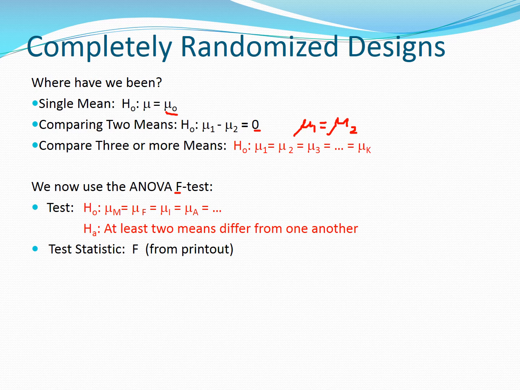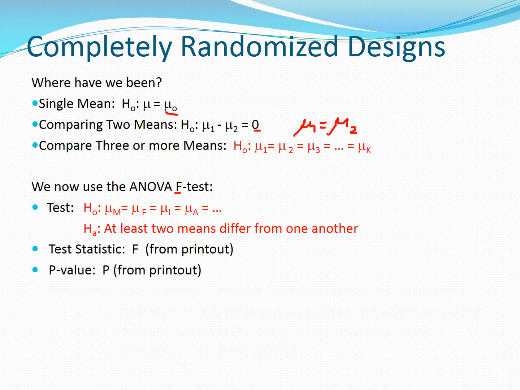Okay, interesting alternative. It doesn't say all the means are different. It doesn't say the first two are different. It doesn't say the first and the third are different. It just says at least two means differ, maybe more, but they're not all the same. That's another way we could say it. Not all the means are the same. It's not a very specific alternative.